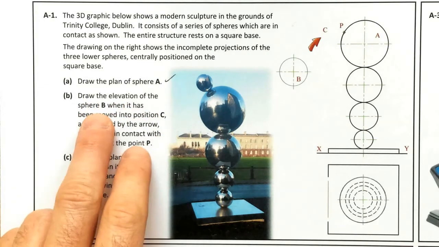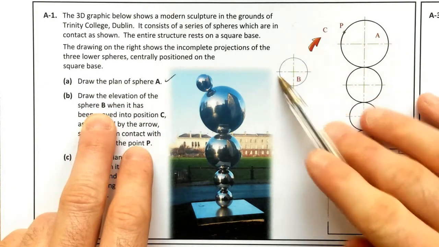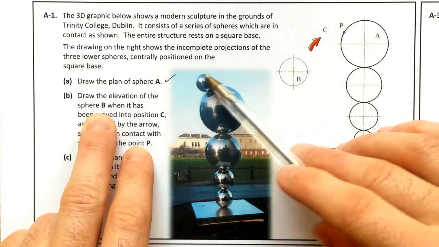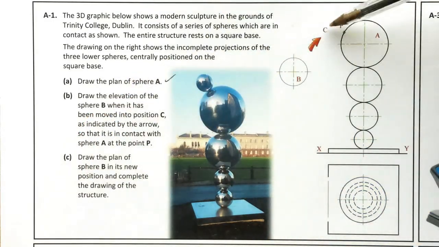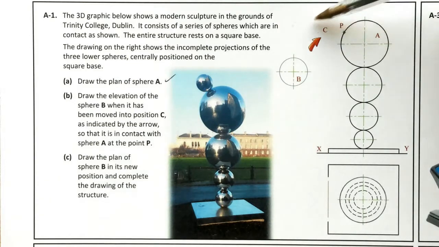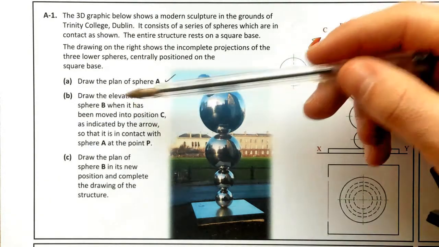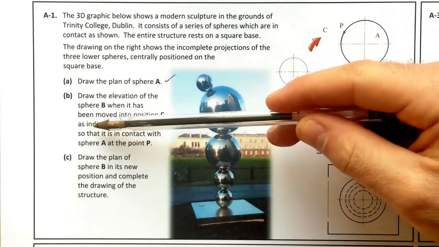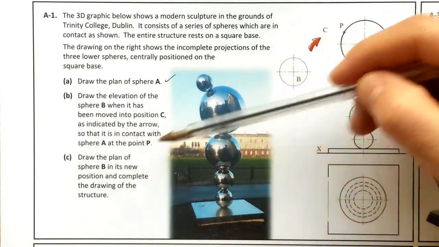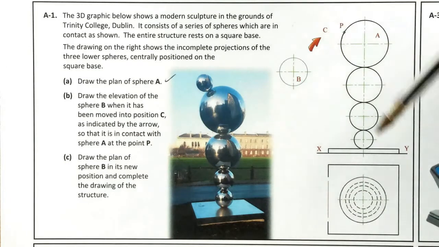Draw the elevation of sphere B. So they've given us sphere B here. You can see there's another sphere kind of attached up here at the top, a small one. When it has been moved into position C, so it has to go into this position up here, and as indicated by the arrow, so you can see the arrow moves in up here, so that it is in contact with sphere A at point P. Okay, so this isn't too bad.